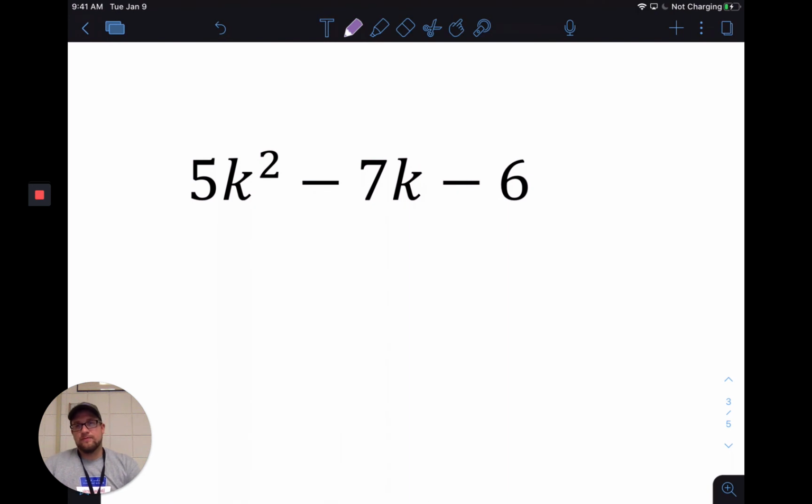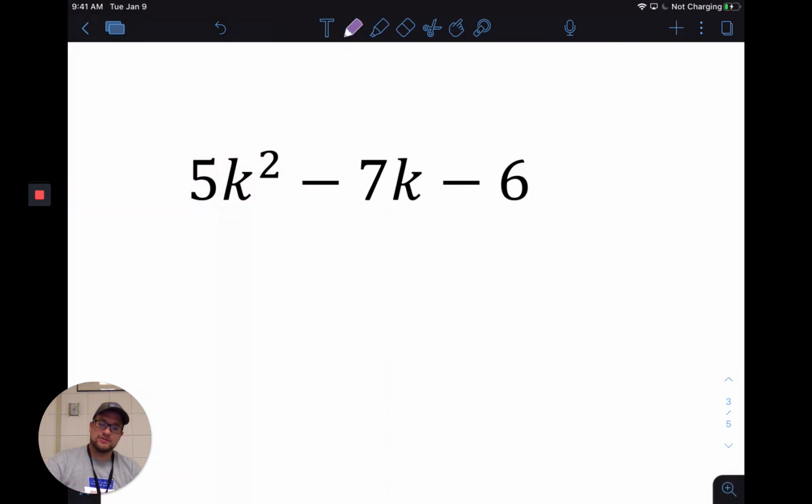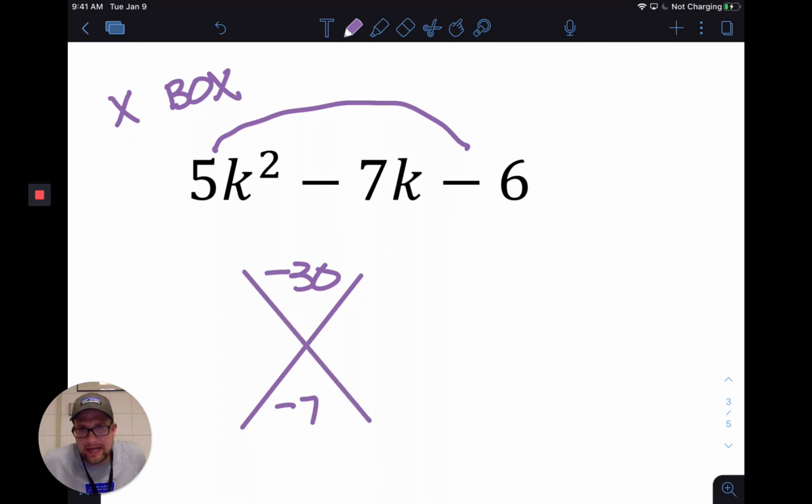First thing I look for, first term is positive, that's a plus. I also want to say, is there a greatest common factor here? And there is not. So since there is not a greatest common factor, we know that we have to do an X box problem. So my first step is 5 times negative 6, that's negative 30. I'm going to get my negative 7 on the bottom. Two numbers that multiply to be negative 30 that add to give us negative 7 would be a negative 10 and a positive 3.